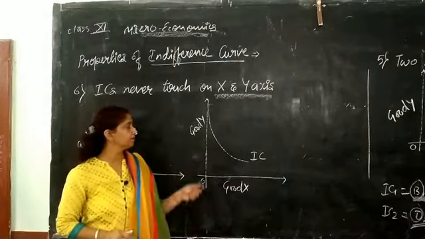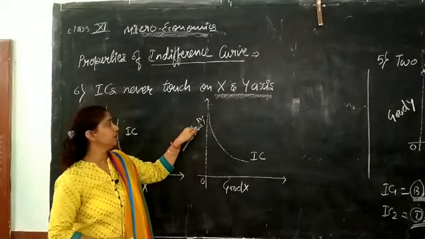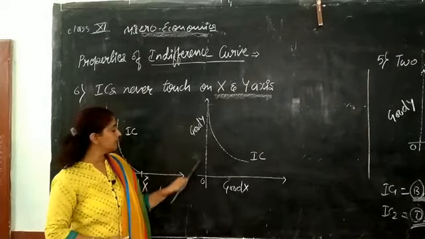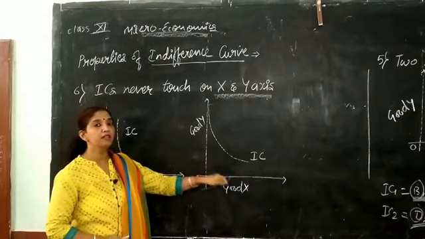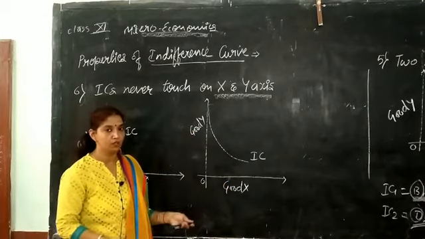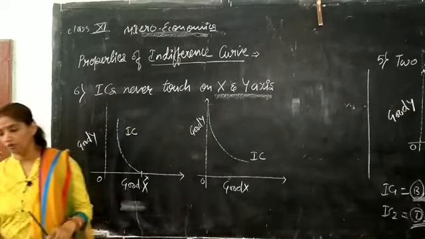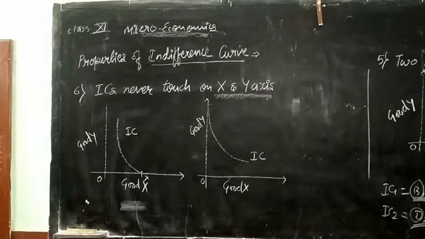In the other case, here the IC is touching the y-axis. It means the consumption of y is higher, but the consumption of x is 0, and that is not possible. So we can say that an indifference curve never touches the x-axis or the y-axis.